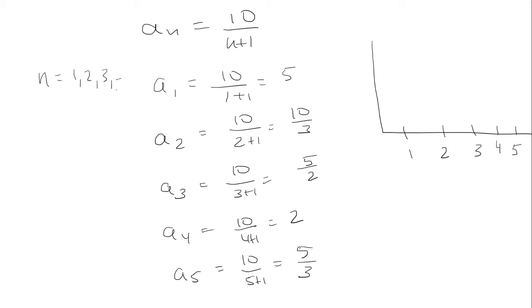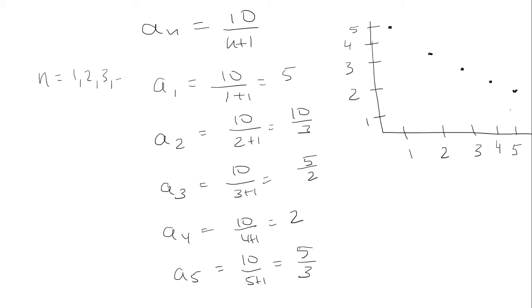So the first term is 5. Second term is 10 over 3, which is about 3 1/3. Third term is 5 halves, which is 2 1/2. Fourth term is 2. And then the fifth term is 5 thirds, which is about 1.6.